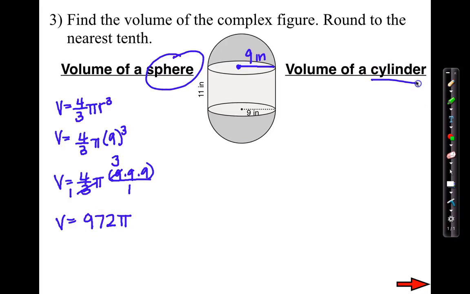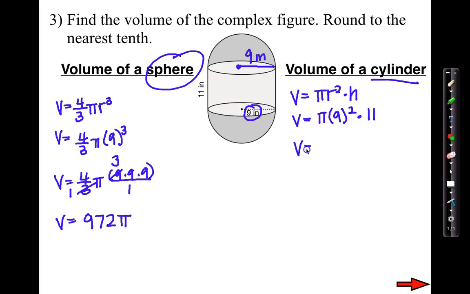Now let's concentrate on the cylinder. The volume of a cylinder is the area of the base times the height. The base is a circle, so we're going to do pi r squared, that's the area of a circle, times the height. So let's plug in the values. We're going to put pi. The radius is 9, so we'll put 9 squared times height, which is 11.